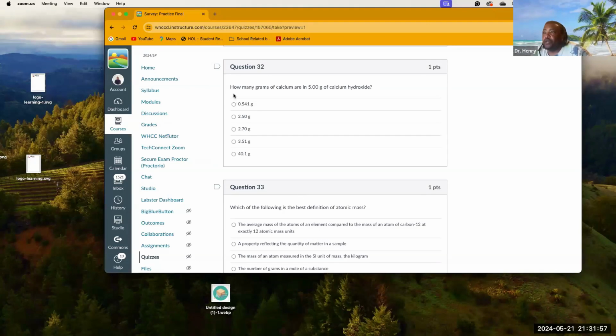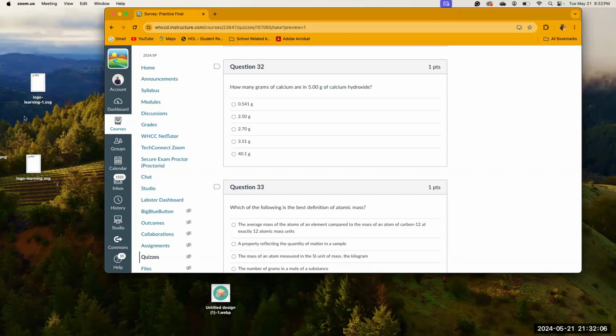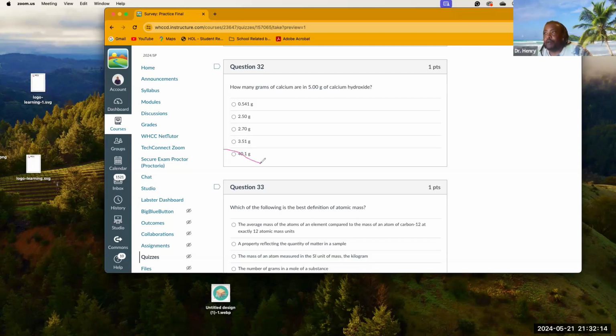Okay. So how many grams of calcium are in 5.00 grams of calcium hydroxide? Well, one thing we know, we can get rid of the ones that are really dumb answers. So we know that this one is a dumb answer because you can't have more than what you actually have, since law of conservation.